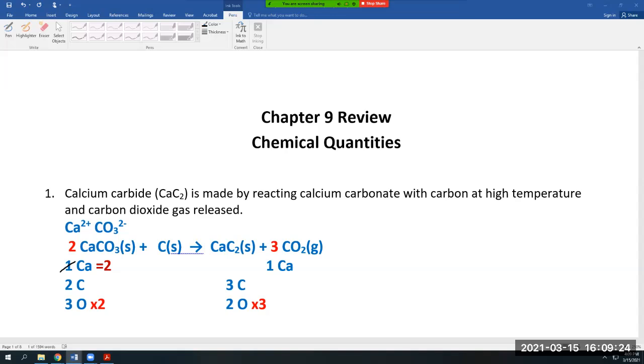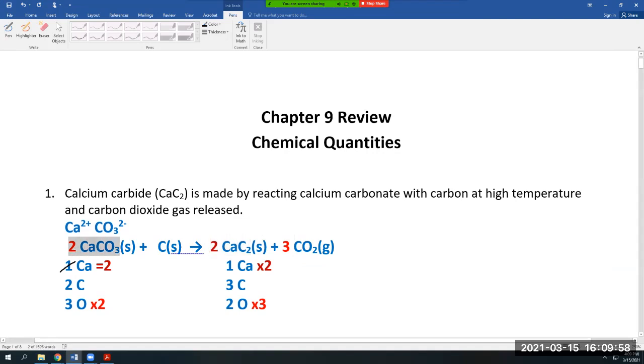So instead of 1 calcium, we have 2 on the left now, and it's still 1 calcium on the right. So we want to make it 2 calcium on the right. So let's multiply by 2 on the right, and that's to multiply the calcium by 2. So let's have a 2 in front of the molecule that has the calcium. So this way we have 2 calcium on the left, 2 calcium on the right.